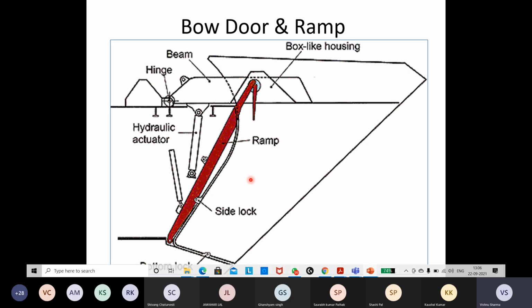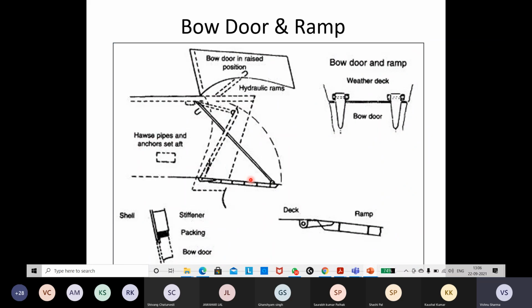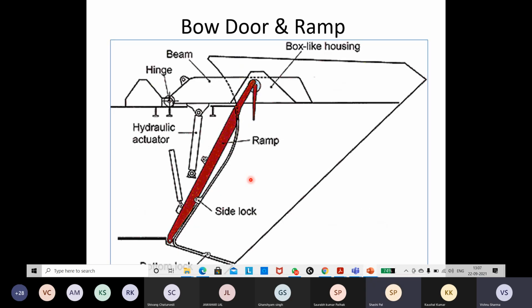So I think if you get a question, I'll send you all these diagrams, but if you get a question, this is the diagram you should be eyeing to draw for a bow door. Right, beta? ठीक है भाई? Yes, sir. Okay.